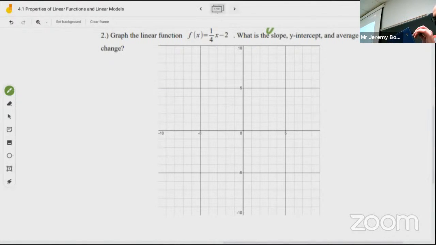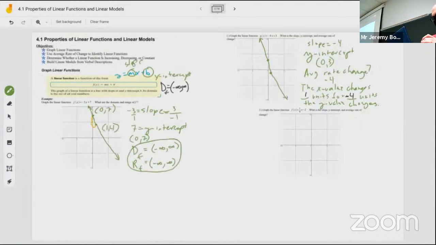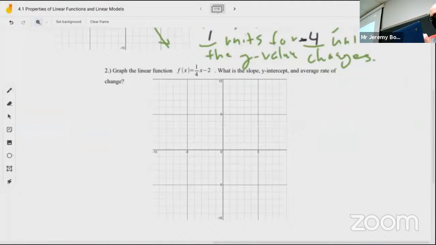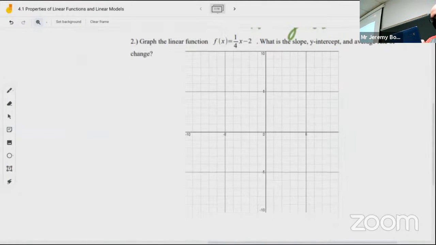Let's see what we got going next. Okay. Yeah, I'll try this one then. Then we'll go over it.